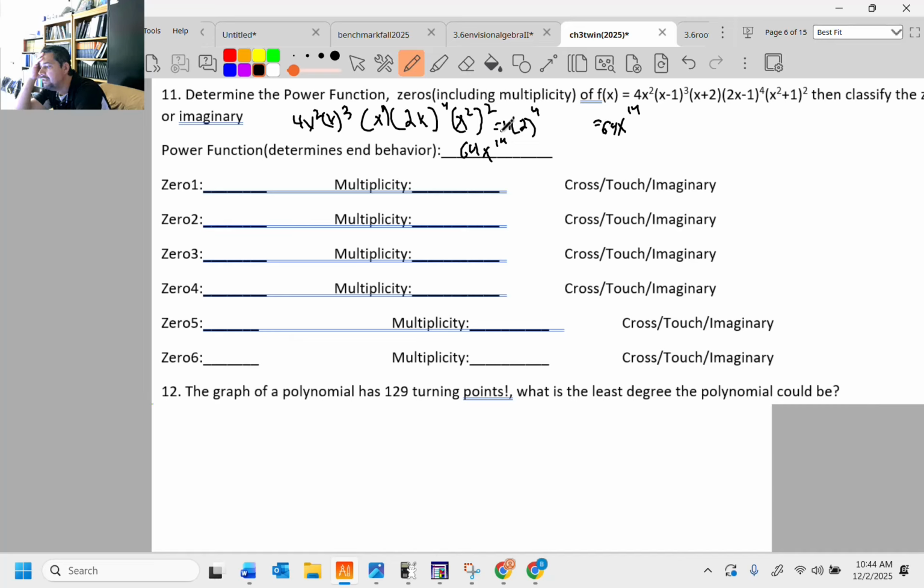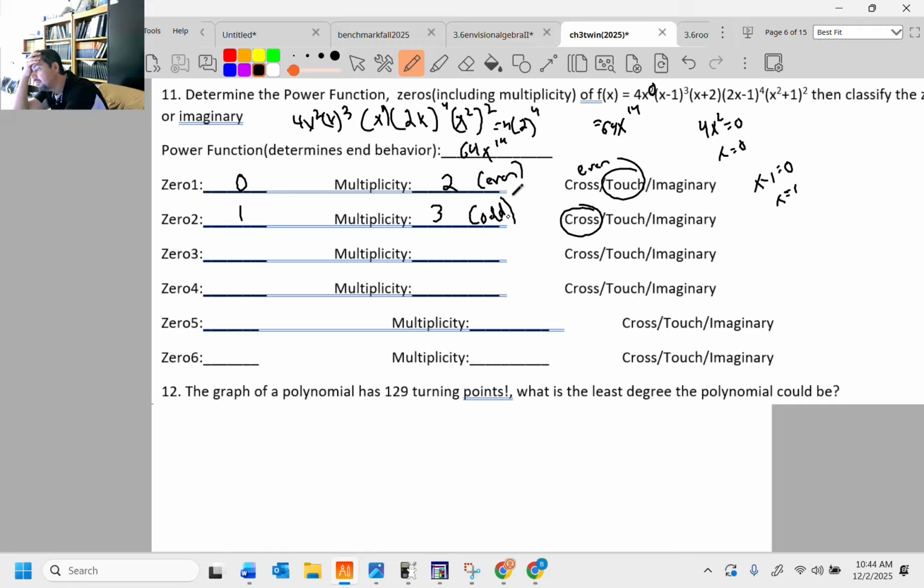All right, your zeros, you take each factor and you set them equal to 0. 4x squared is a 0. X is 0. Happens twice. Multiplicity is even, we touch. All right, here's a 0. X minus 1 is a 0. X is 1. Multiplicity, 3. We cross, because that's odd. Looking at the exponents, kids. Looking at the exponents. X plus 2 is a factor, so x is negative 2. The exponent here was an understood 1. That's a multiplicity. It is odd. That is a cross. 2x minus 1 is a 0. 2 steps. 2x is 1. X is a half.